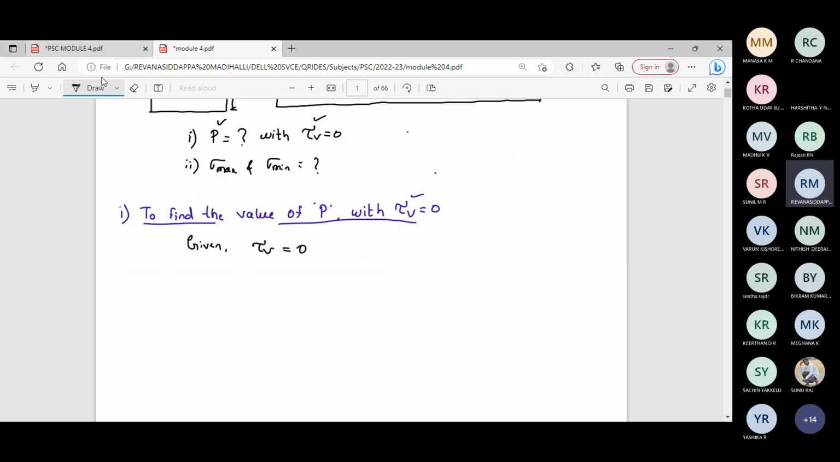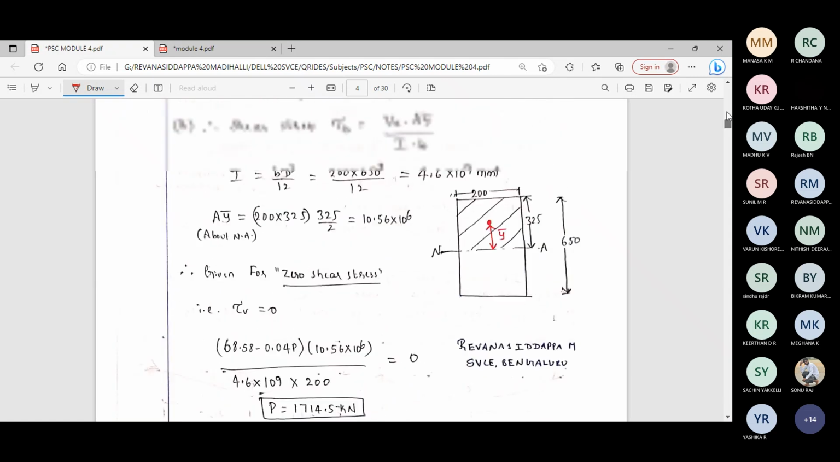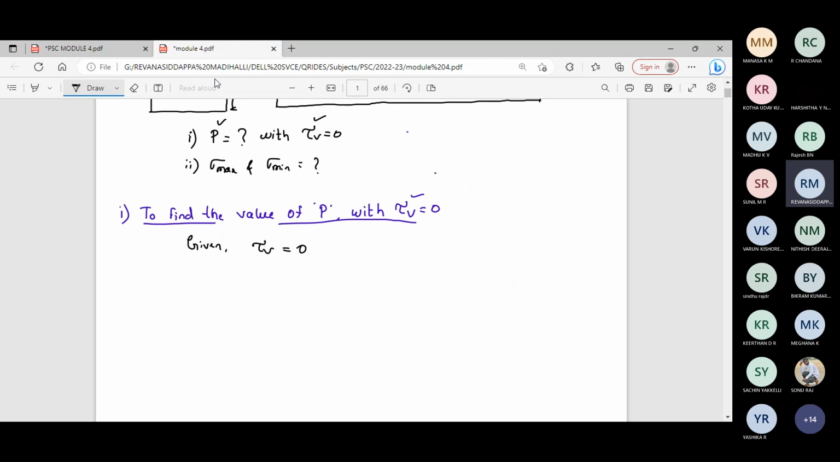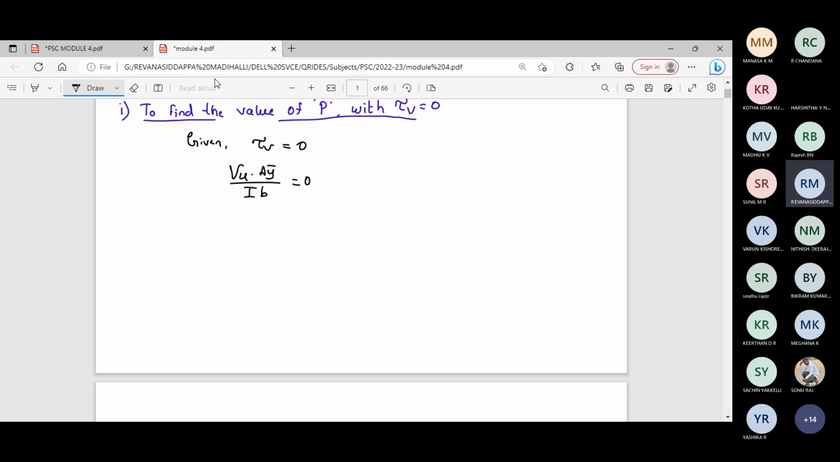What is the formula for shear stress? The formula for shear stress is V into A y bar divided by I b, right? V into A y bar divided by I b is equal to 0. The shear stress at the support is equal to 0. Now you find each and every parameter one by one. First you find V. What is V? V is the shear force at the support.